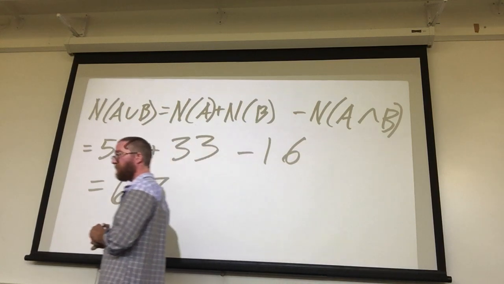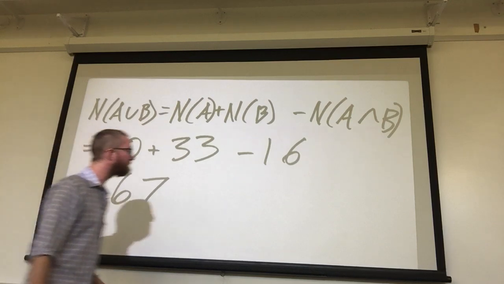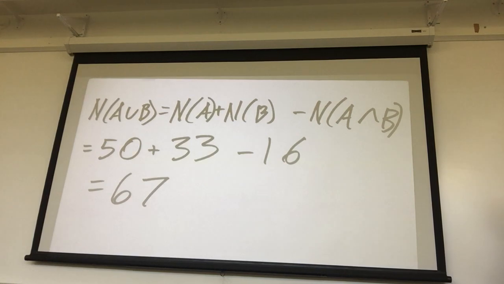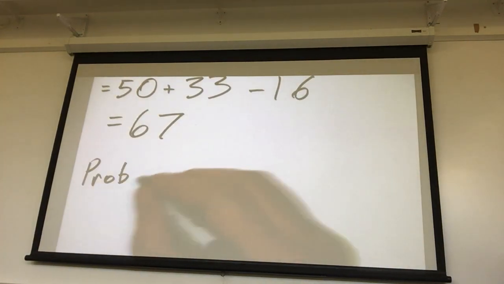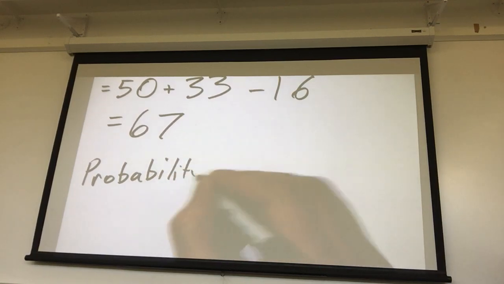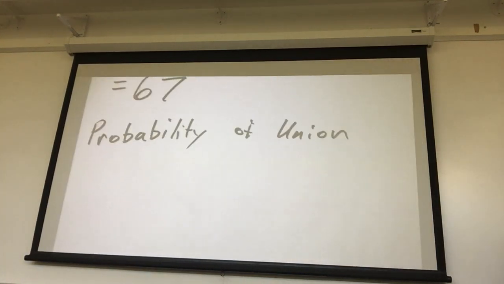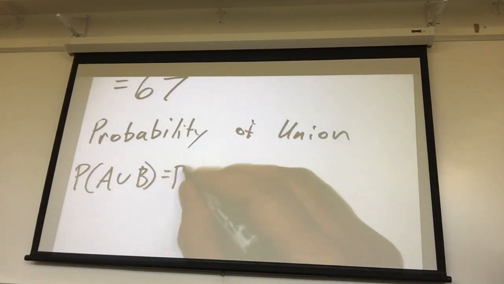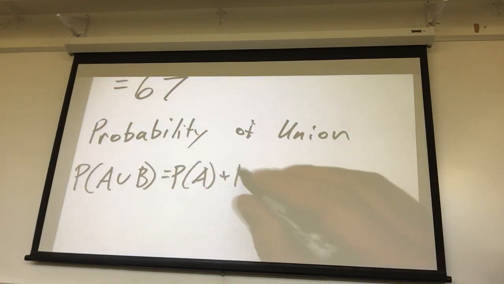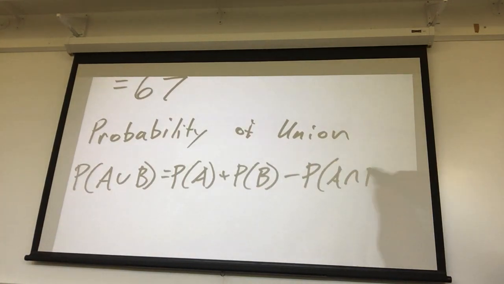In the concepts of counting and probability, they work the same way. So, if we talk about probability, the probability of A union B equals the probability of A plus the probability of B minus the probability of A intersection B.